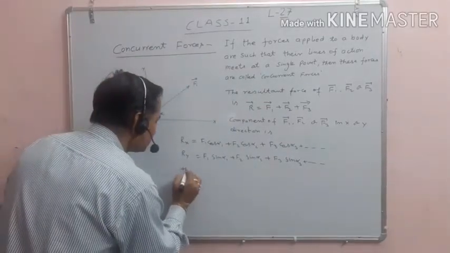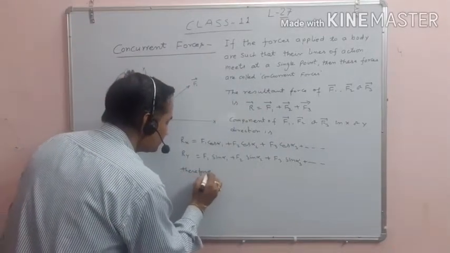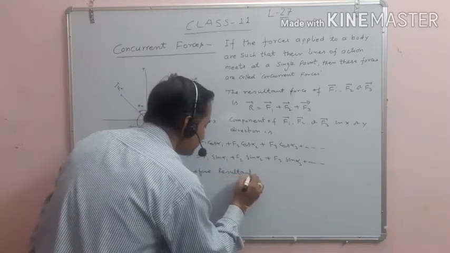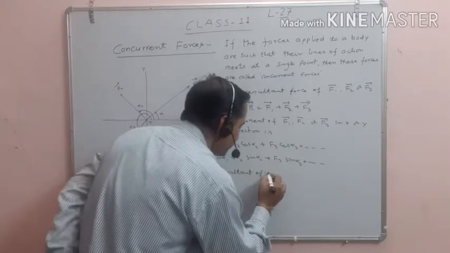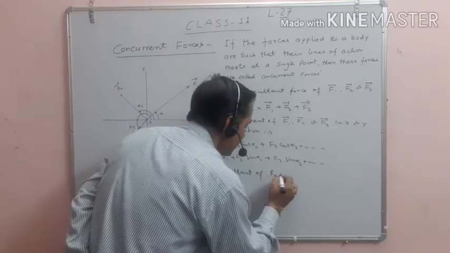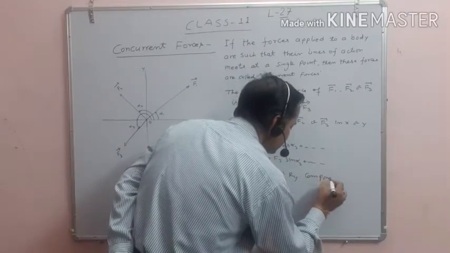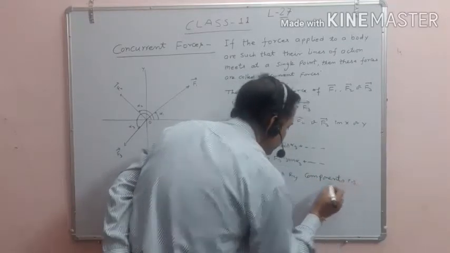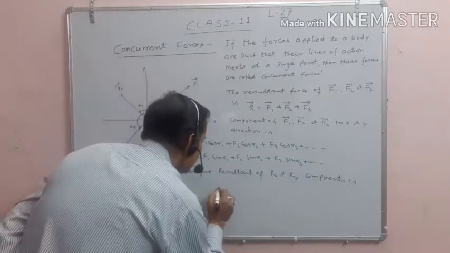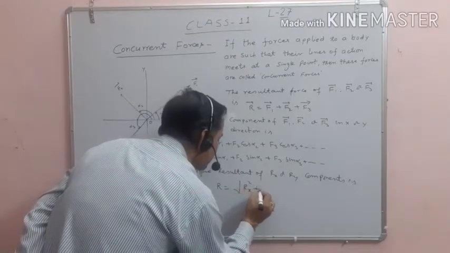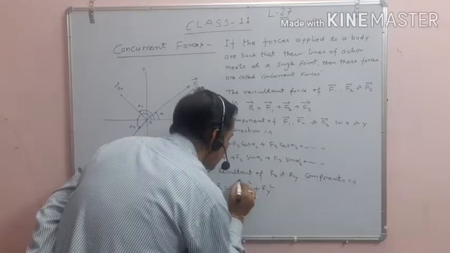Therefore the resultant of the Rx and Ry components is capital R, that is the square root of Rx squared plus Ry squared.